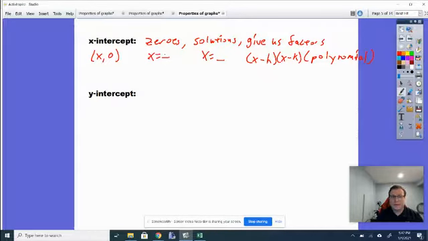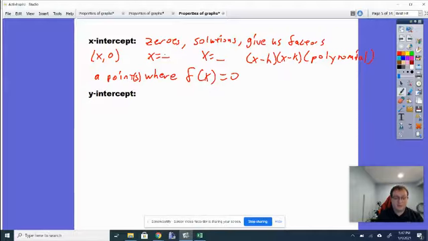Okay, so what is an x-intercept? Well, an x-intercept is a point, and again, it's important that we say it's a point, where f of x is equal to 0. Okay, and really it can be point or points. I can have more than one.